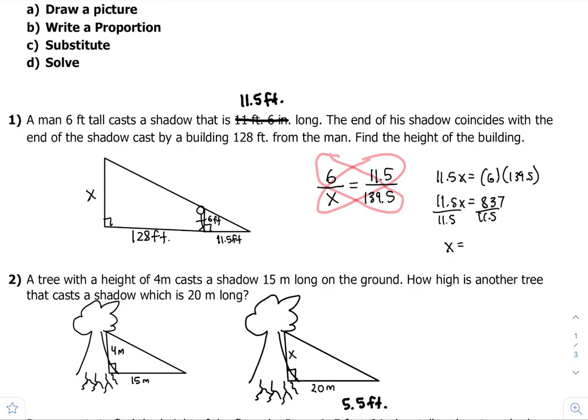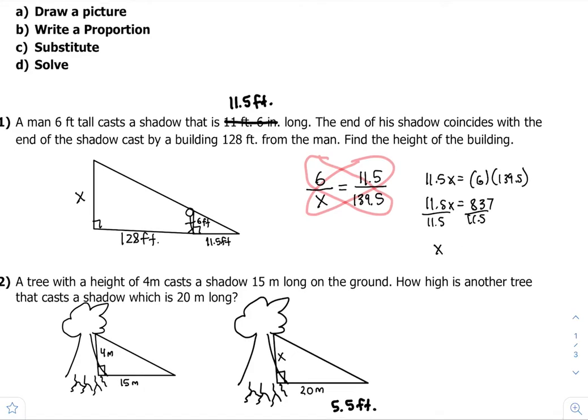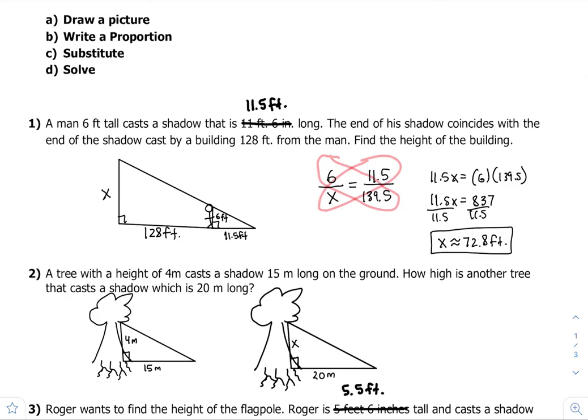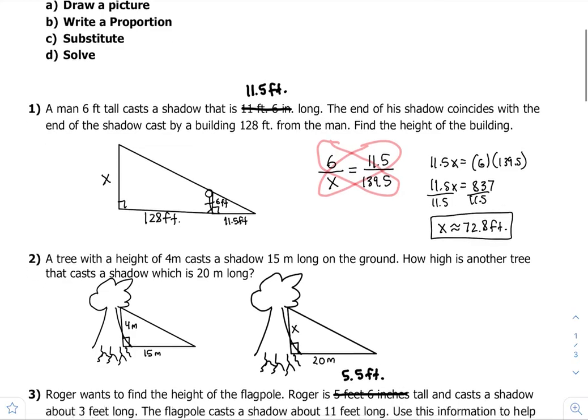So the height of the building is right around, if we estimate, you guys, 72.8 feet. That is how tall the building is. All right, number 2.